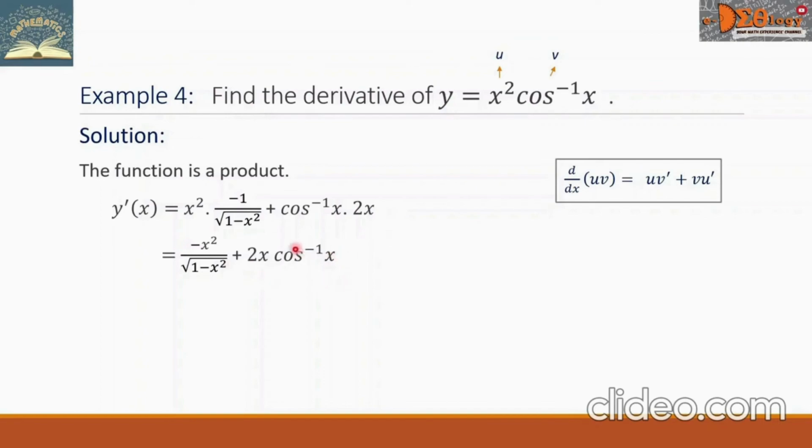Take note that in the second group, this 2x must not be multiplied with the x in here. So we put this 2x in front of the cosine inverse function.